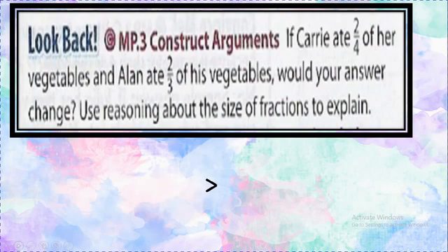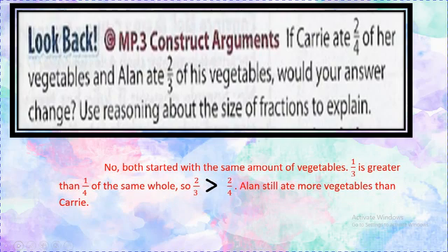If Carrie ate 2/4 of her vegetables and Alan ate 2/3 of his vegetables, would your answer change? Use reasoning about the size of fractions to explain. No, both started with the same amount of vegetables. 1/3 is greater than 1/4 of the same whole. So 2/3 is greater than 2/4. Alan still ate more vegetables than Carrie.